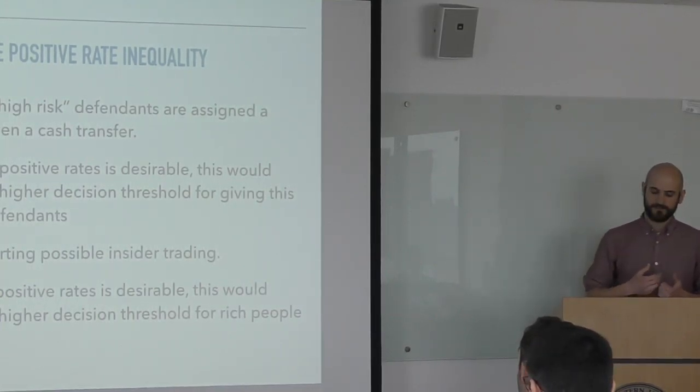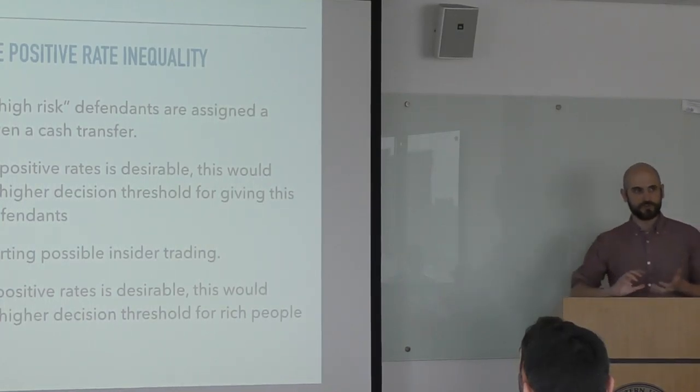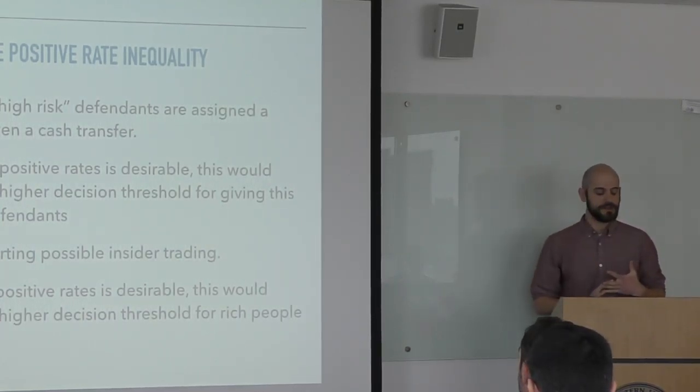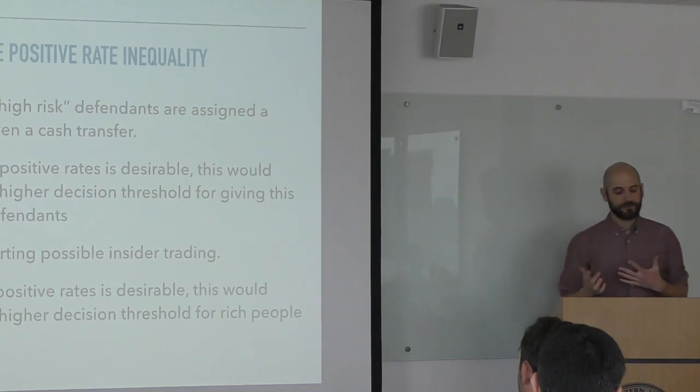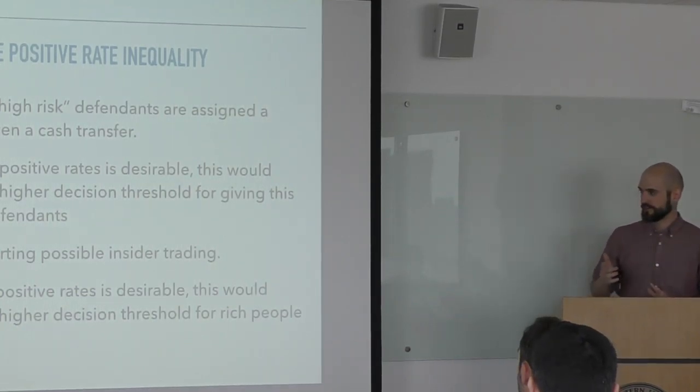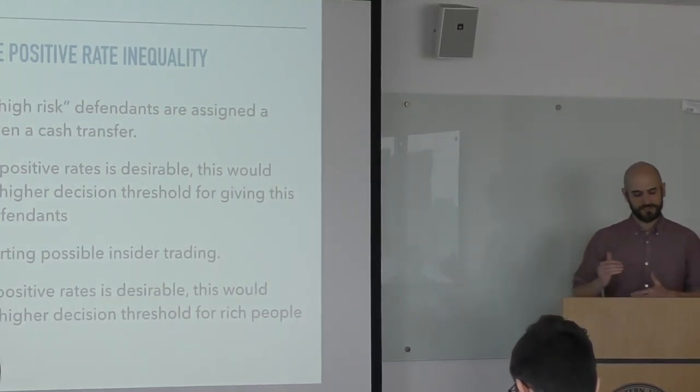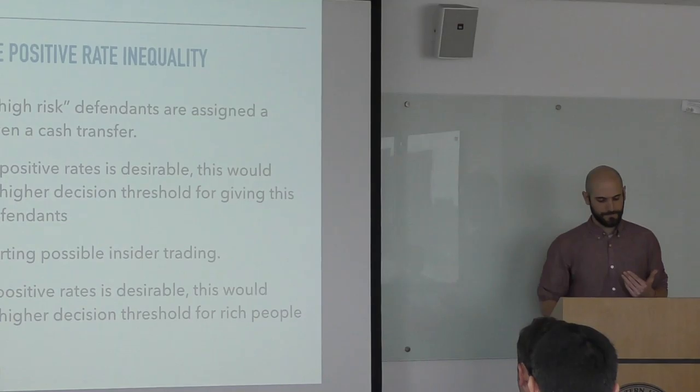Or imagine a procedure for reporting possible insider trading. I'm guessing that rich people have a much higher base rate of insider trading. And so they too would be subject to false positive rate inequality. I don't think there's anything even prima facie unfair about that, but if you did care about equalizing false positive rates, you'd think that you would have to raise the decision threshold in this case.